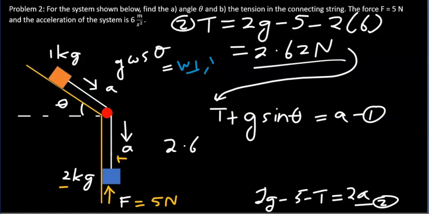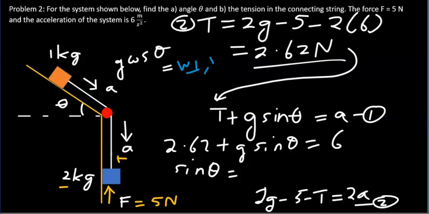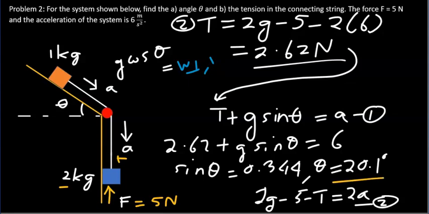So tension is 2.62 plus g sine theta equals acceleration, which is 6. So your sine theta will become 0.344, and theta is therefore about 20.1 degrees. And that solves the problem.